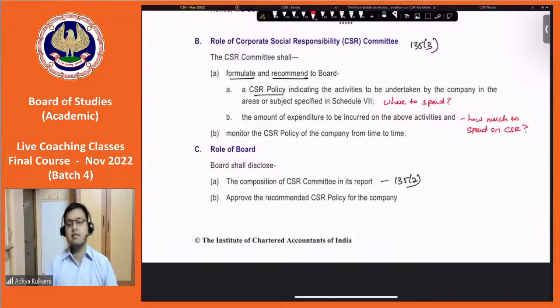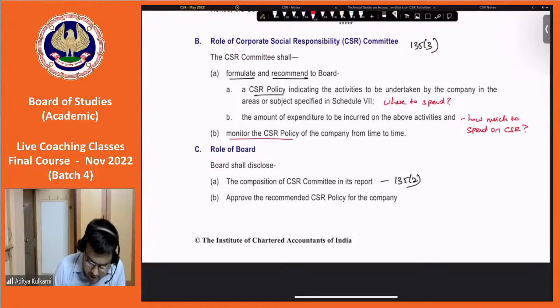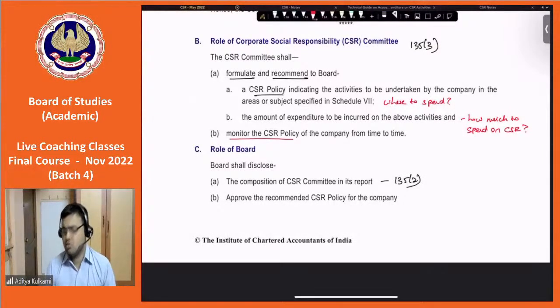So these are the things that you will have to look into. Where can I spend? What are the avenues? That has to be given as a policy to the board, and it also has to recommend how much should be the spends on CSR. At the same time, you will monitor the CSR policy. So these are the functions of the CSR committee.